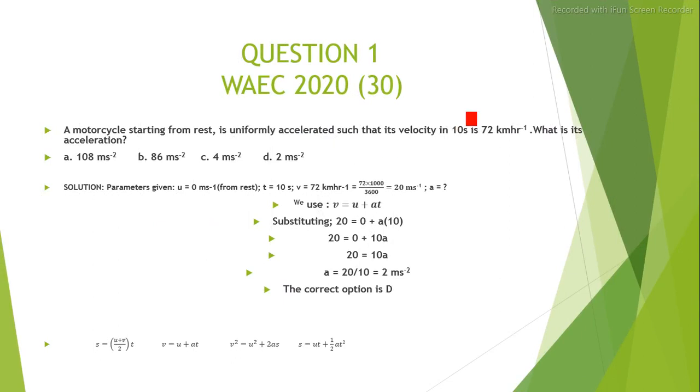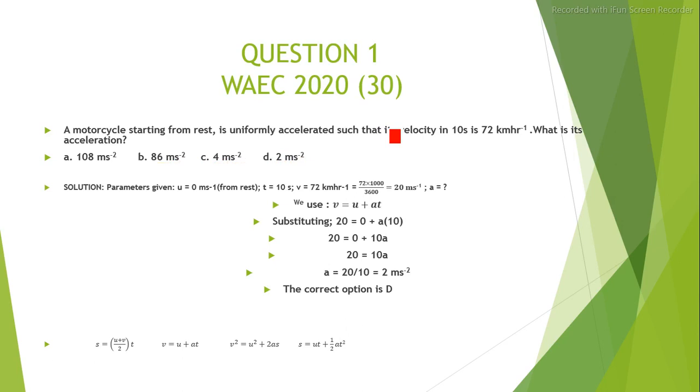Okay, this is 2020 Y question number 30. The question says, a motorcycle starting from rest is uniformly accelerated such that its velocity in 10 seconds is 72 km per hour. What is its acceleration? Option A is 108 meter per second squared. Option B is 86 meter per second squared. Option C is 4 meter per second squared. Option D is 2 meter per second squared.